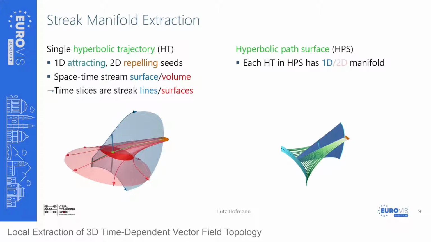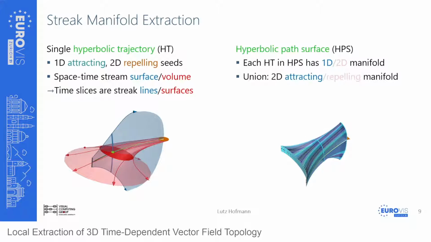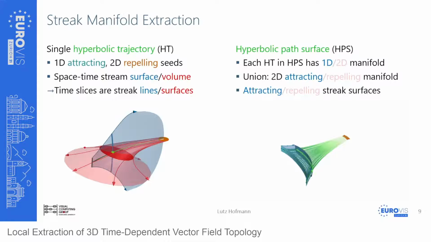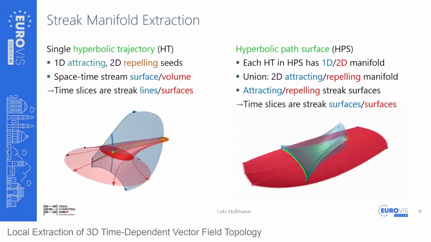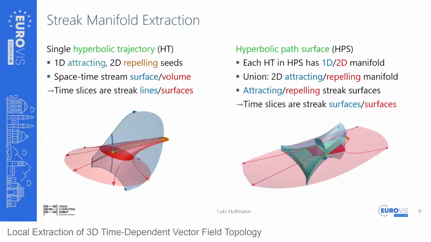A hyperbolic path surface can be regarded as a set of hyperbolic trajectories that each has such a pair of a one-dimensional and a two-dimensional streak manifold. Their union yields a pair of two-dimensional streak manifolds, which we can extract directly as space-time stream volumes in both time directions, and again the time slices give us the streak surfaces over the entire time interval.